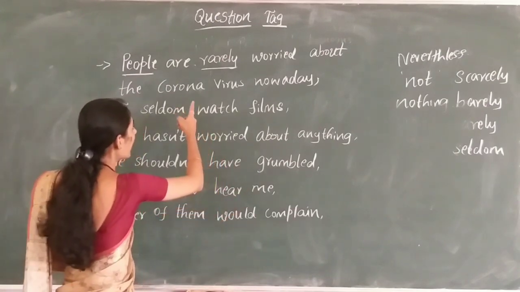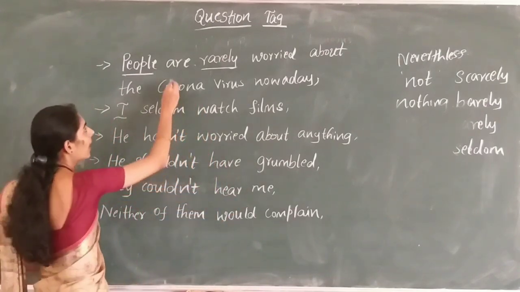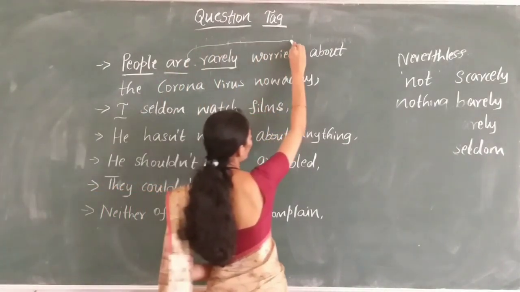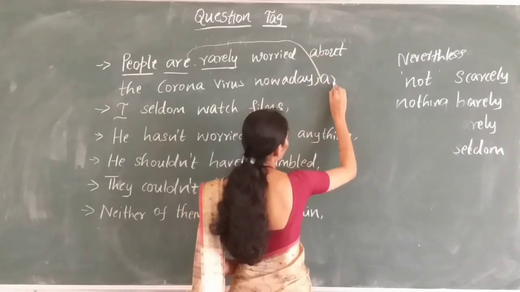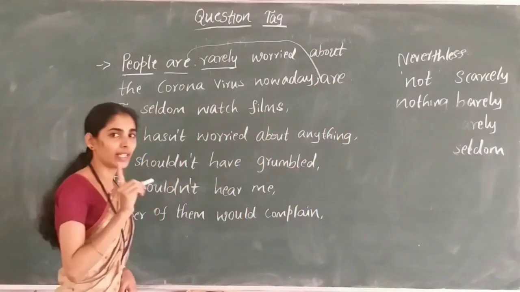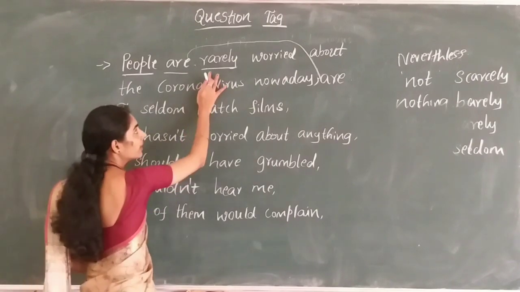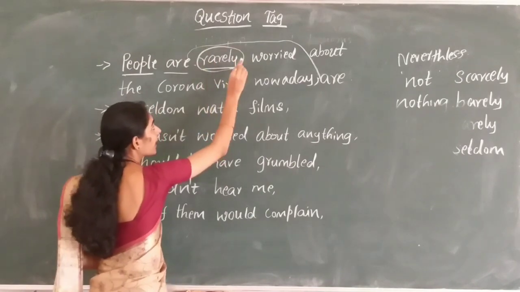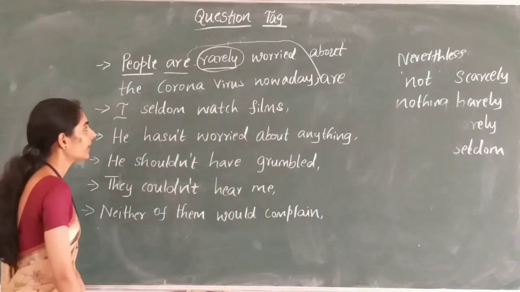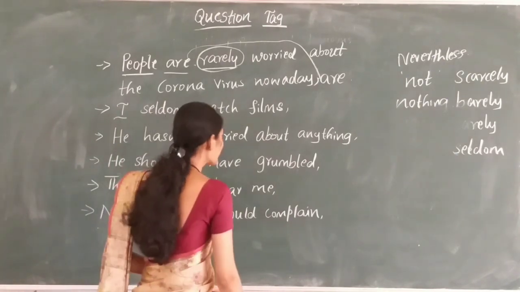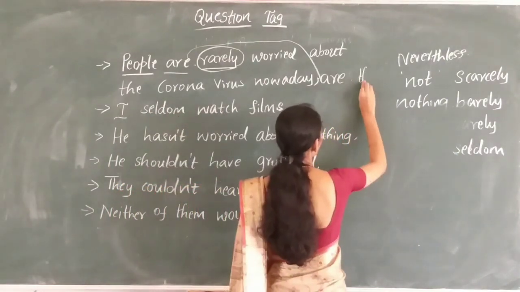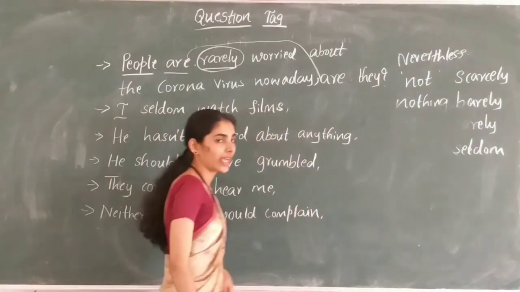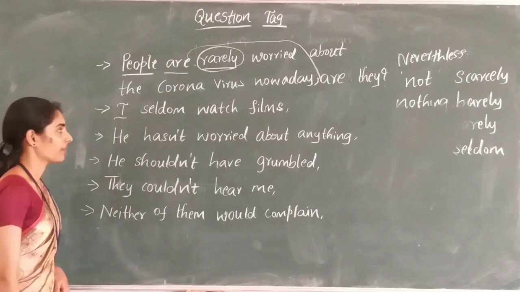So now, do you find any helping verb there? Yes, are is a be form helping verb. Take that are at the end of the statement and write are. Don't add nt, because this is a negative sentence, because we have the word rarely, which is a negative word. So the tag must be positive and you have to write are they. The personal pronoun for people is they, so it becomes are they.